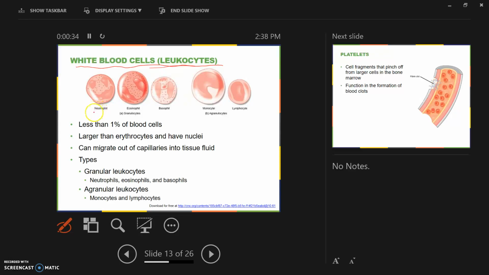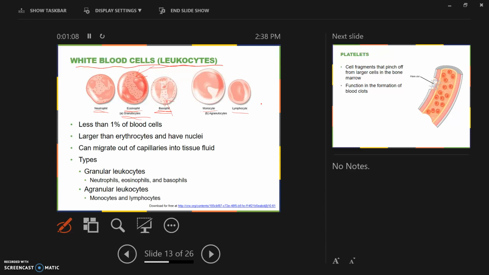neutrophils, eosinophils, and basophils are white blood cells called granulocytes because you can tell they have little granules. You see the little granules inside the cells. And then monocytes and lymphocytes are agranulocytes. And a monocyte actually will develop into a macrophage, so sometimes they're called macrophages as well because that's what they become.